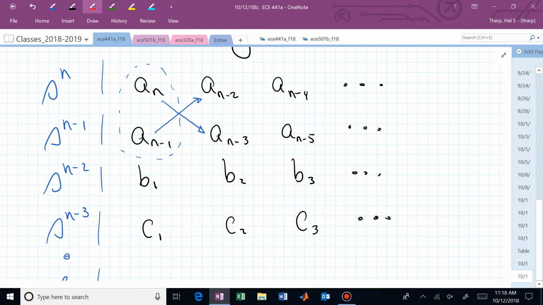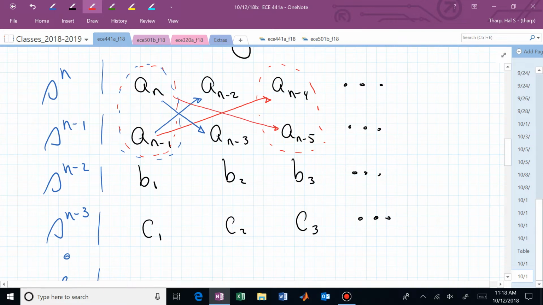b sub 2 would also be using these two elements in the left column, but it now goes one column to the right and uses those, so it now has a sub n minus 1 times a sub n minus 4, minus a sub n times a sub n minus 5, all over a sub n minus 1.